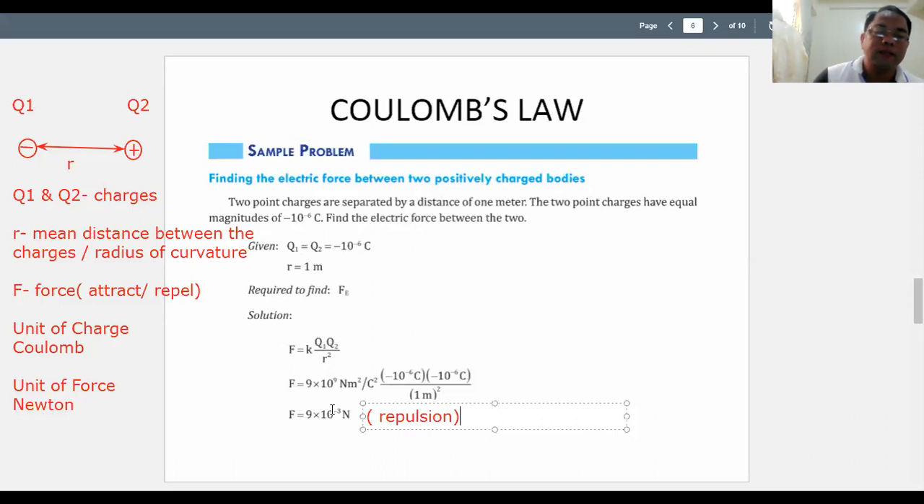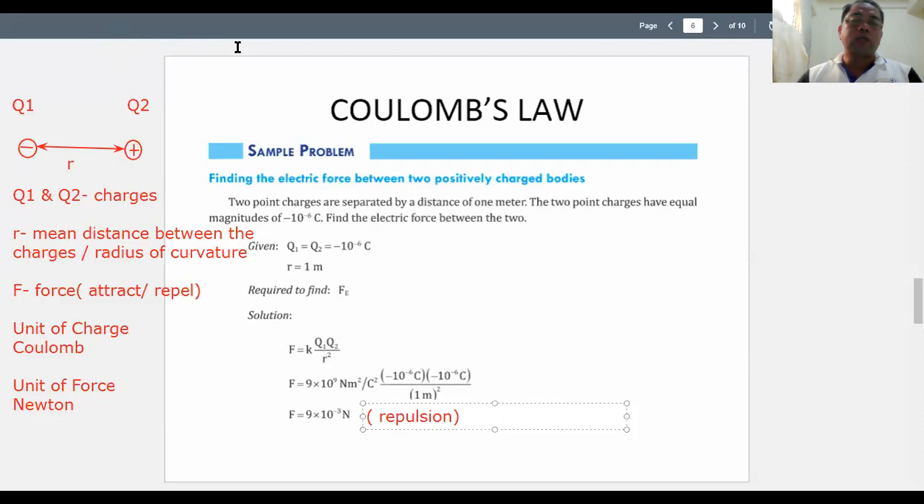So the product of negative times negative gives you a positive force, and a positive force is basically a repulsion. If one is positive and the other is negative, then the product becomes negative. So a negative force is an indication that they are attracted to each other. So the amount of force here will be dependent on this value.